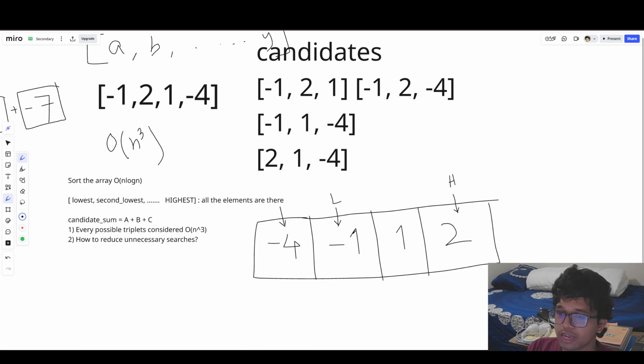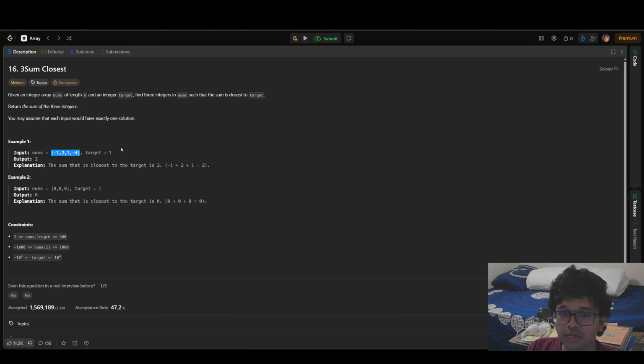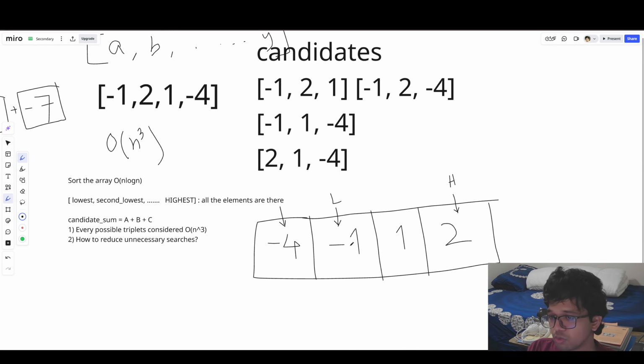So we are going to calculate the sum, -4 -1 2, and then we are going to record how close it is to the target. The target was 1, so -4 -1, that's -5, plus 2, that's -3. So we get a candidate sum of -3, but our target is 1. If we represent this on a number line, -3 is here, 1 is there, 0 must be here, or something like that.